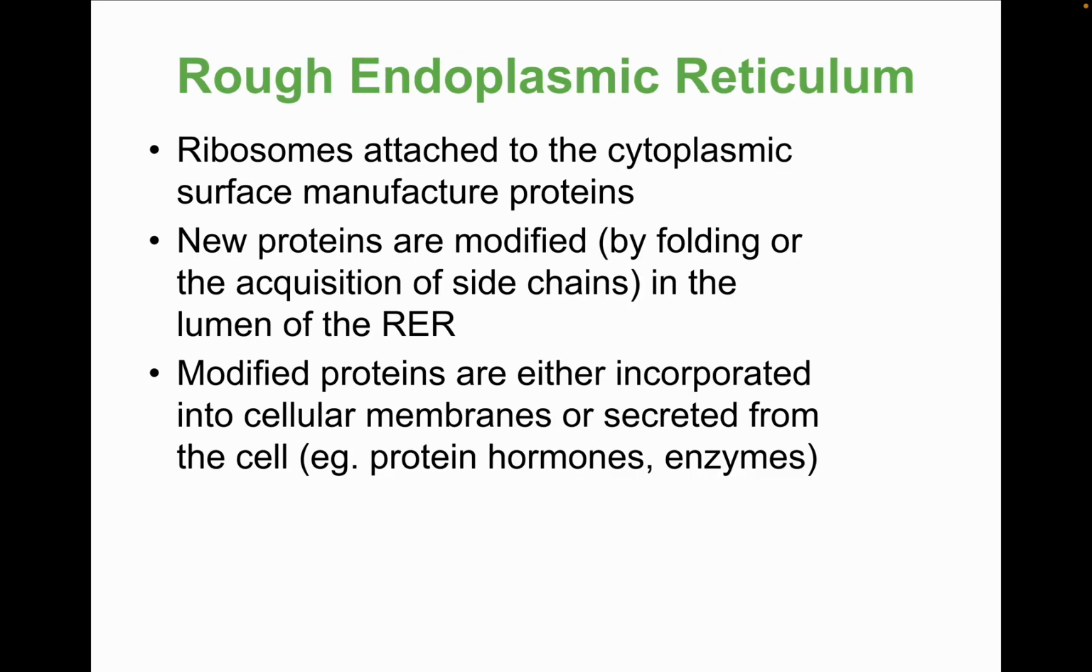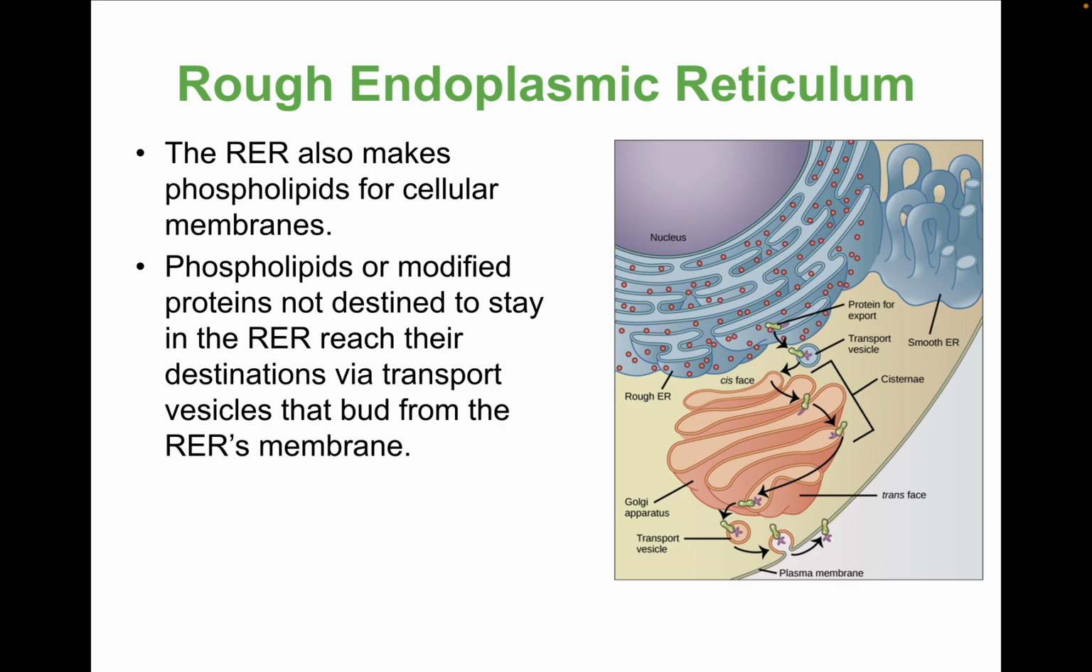As we have mentioned before, the rough endoplasmic reticulum is where a lot of ribosomes attach to it, which is why it looks kind of rough on the outside. The ribosomes help manufacture proteins, and then the ribosomes spit the proteins into the ER, and the ER modifies these proteins in its lumen, which is the internal space. The modified proteins are either incorporated into cellular membranes or secreted from the cell, such as hormones. They come out of the cell and go into your body system to help signal a lot of stuff. The endoplasmic reticulum also makes phospholipids for cellular membranes.